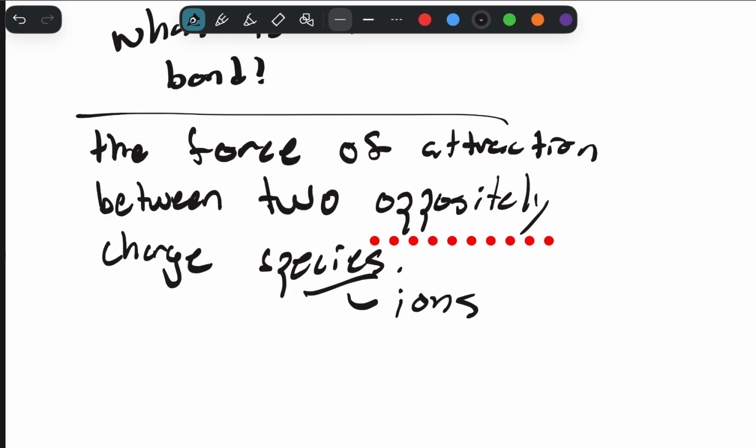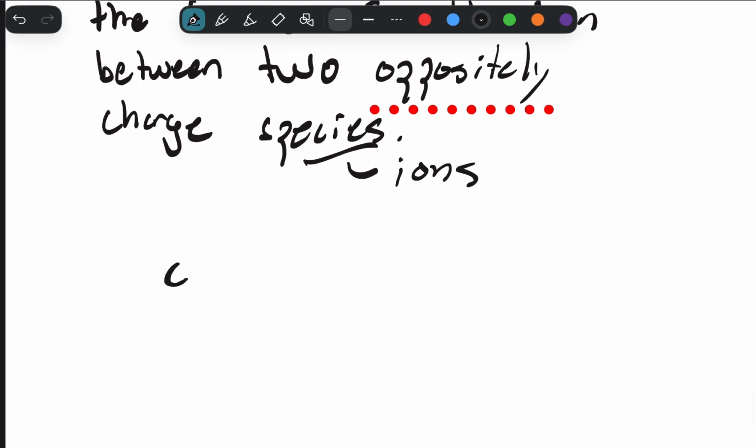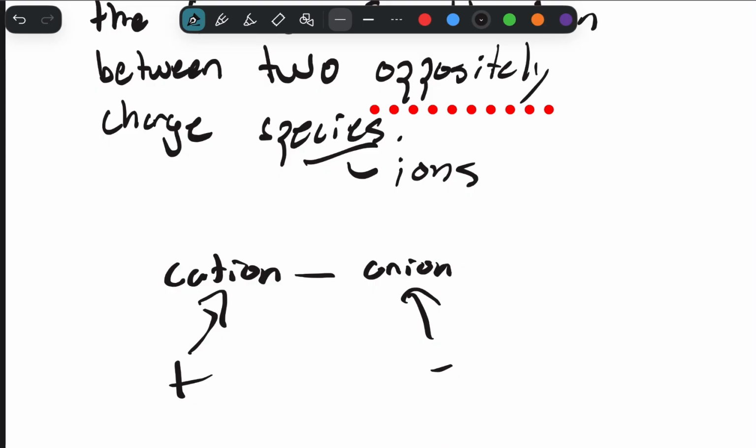So you can kind of deduce this definition because we know that it's cations. So it's a cation bonding with an anion. They're bonding together, right? So this is a positive charge and this is a negative charge. If you have a magnet, it'll help you understand it better. But essentially, you have to know that negatives and positives attract each other. Positives with positives, or negatives with negatives, repel each other.